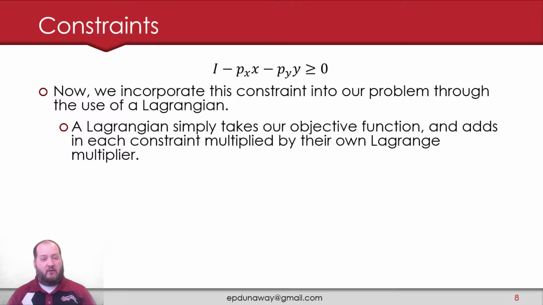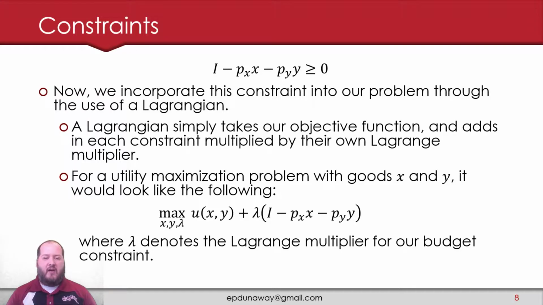So I'm just going to show you how to do this one. If I had a utility maximization problem for goods x and y, it's going to look like this right here, where we're going to maximize, and now we have three choice variables. We not only have x and y from the original objective function, but we have lambda as well. And lambda is our Lagrange multiplier for our budget constraint. So we maximize our utility function, which is just u of x, y right there, plus our Lagrange multiplier lambda times that constraint. And notice I left off that greater than or equal to 0 part. I just have I minus p_x x minus p_y y.